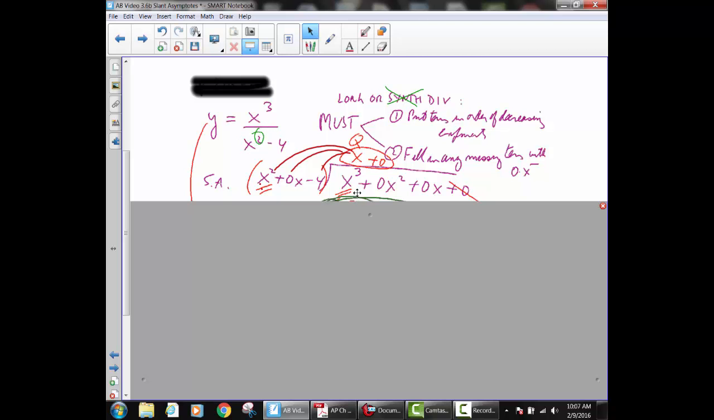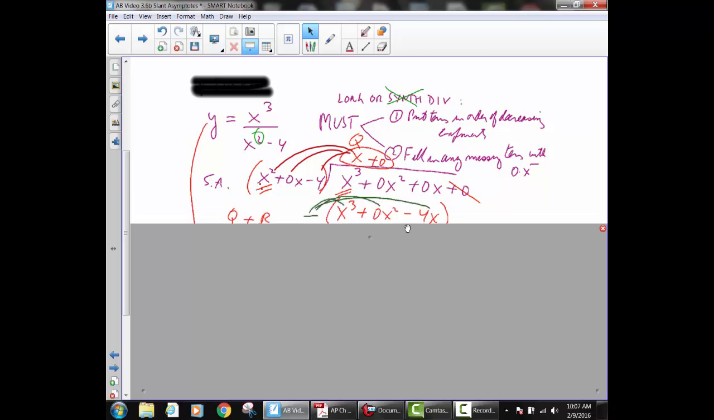So we have x cubed, and I have to fill in all the missing terms, plus 0x squared plus 0x plus 0, divided by x squared, and I fill in the missing term, x to the 2 plus 0x to the 1 minus 4. x squared times what gives x cubed? x squared times x gives x cubed. Multiply x by this, you will get x cubed plus 0x squared minus 4x. Remember, you are subtracting each one of these terms.